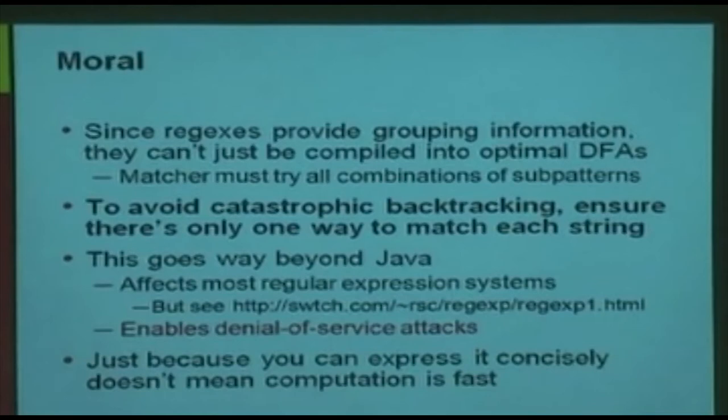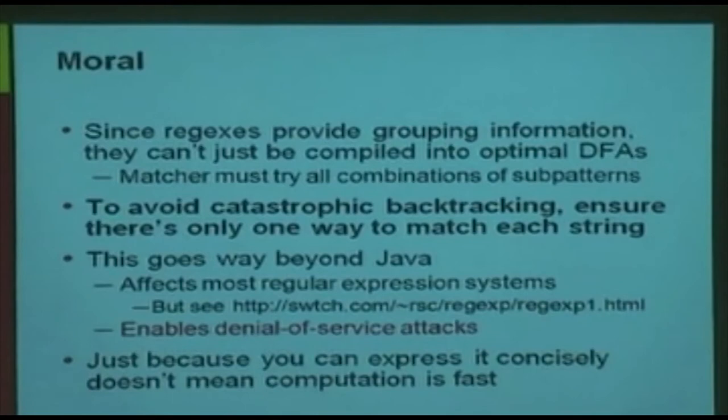And a little mini lesson is, just because you can express something concisely doesn't mean it's quick to evaluate. Especially in modern languages that have closures and all manner of things, it's often possible to express very long, very complex computations in very few characters. So don't confuse short with quick.